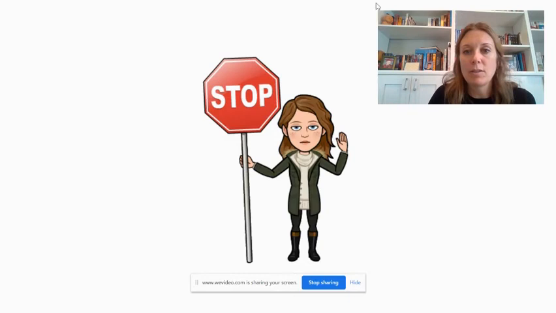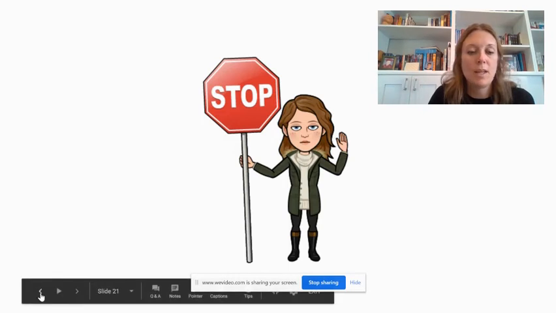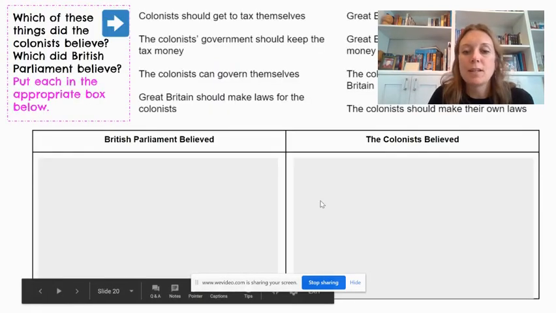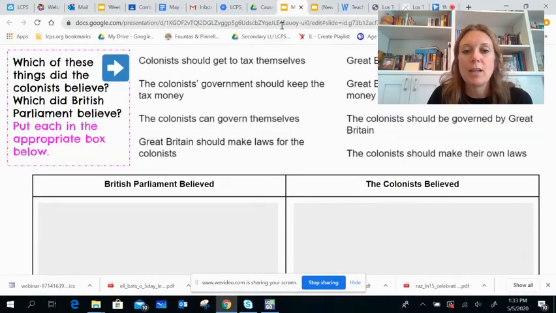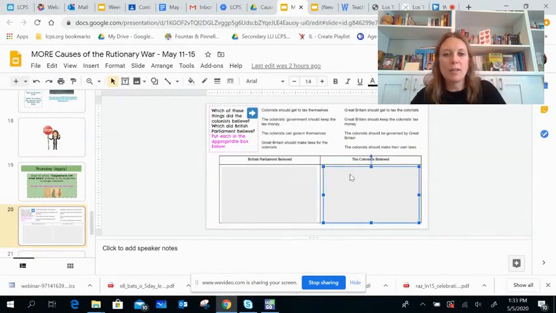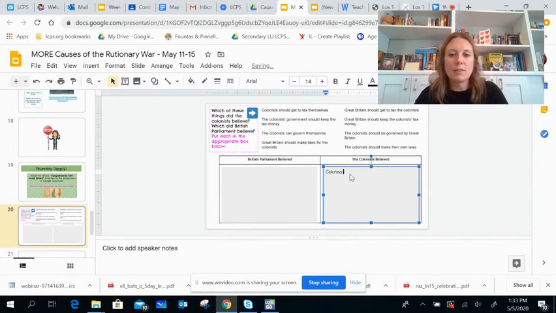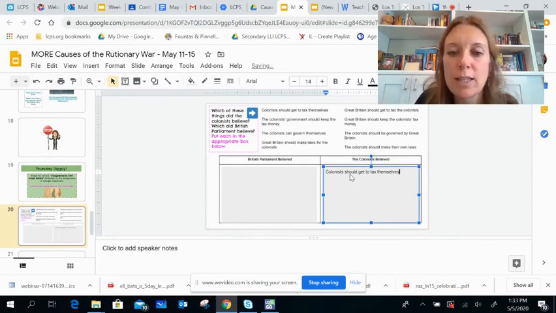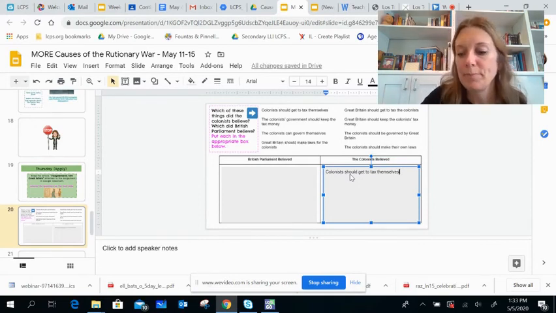Let's see if I can. I don't think it will let me type right now. Let's see. It's not going to let me type right now, but let's see if I can take it out. All right, so if the colonists believed it, then here I'm going to type colonists should get to tax themselves. Okay, so you guys will decide what that's going to look like and put it there. All right, and then let's go to the next one.